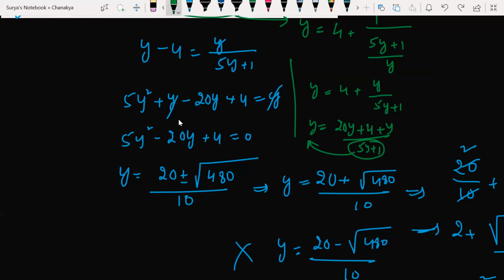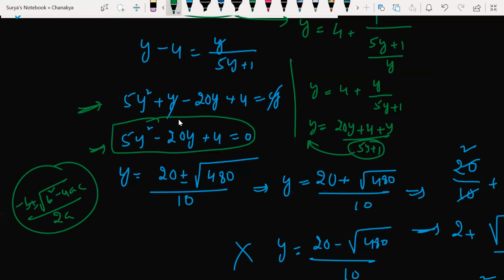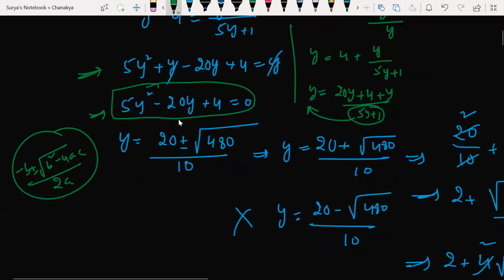After this stuff I just got this. After that it became a quadratic equation. After that I used what formula for finding y value? I used minus b plus or minus square root of b square minus 4ac by 2a. I use this formula for finding y value. Look at this. After finding that I just got the answer.